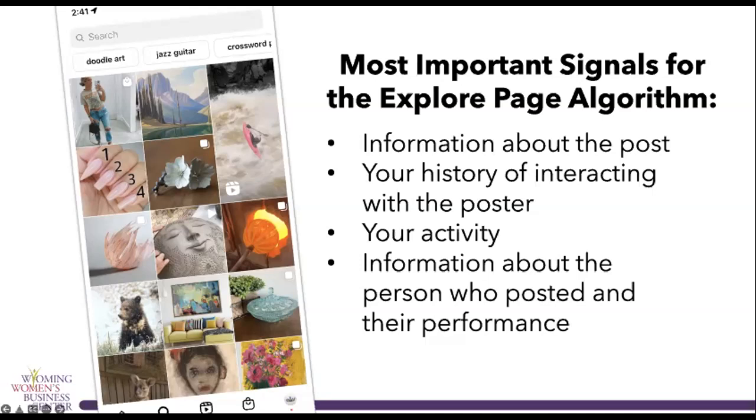Third is your activity. What type of content do you usually like, save, and share? How do you interact with other posts in Explore? It'll show you more of what you like, just like you saw with my cats. Lastly, information about the person who posted and their performance. How many people have interacted with this person in the past few weeks? How well is their content performing? Ultimately, Instagram wants to show you the best of the best for you. And so this is how they try to find it.